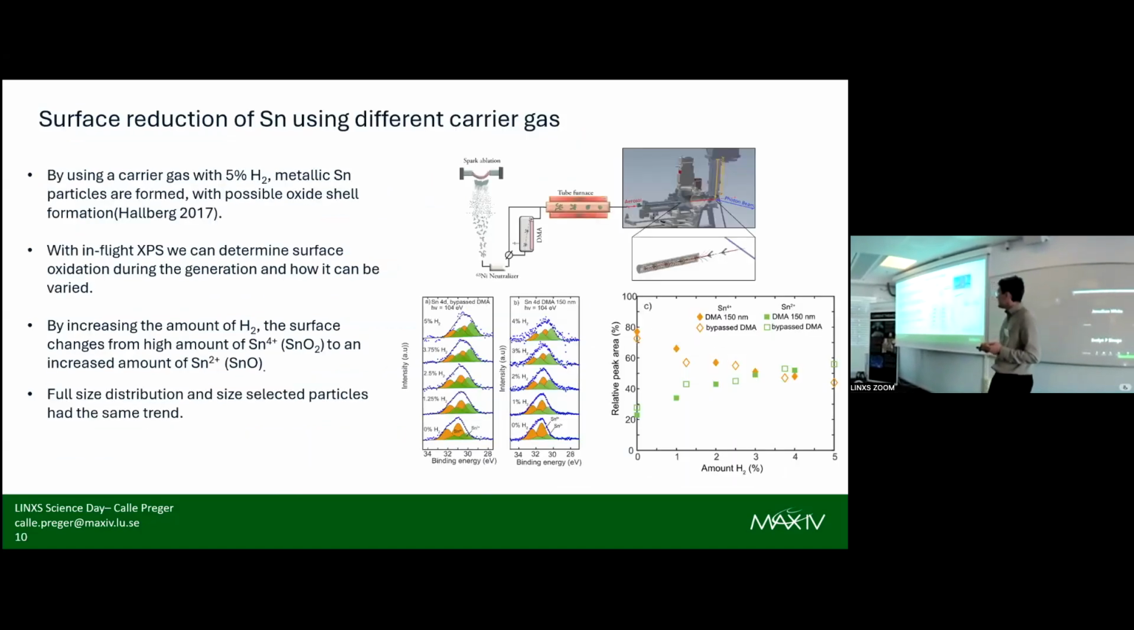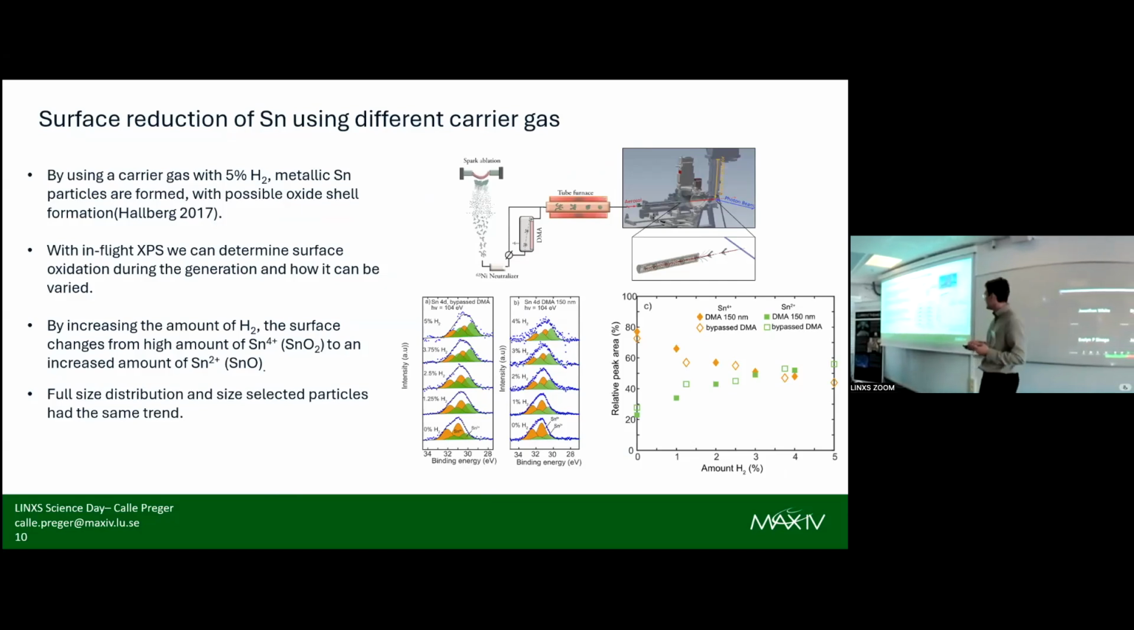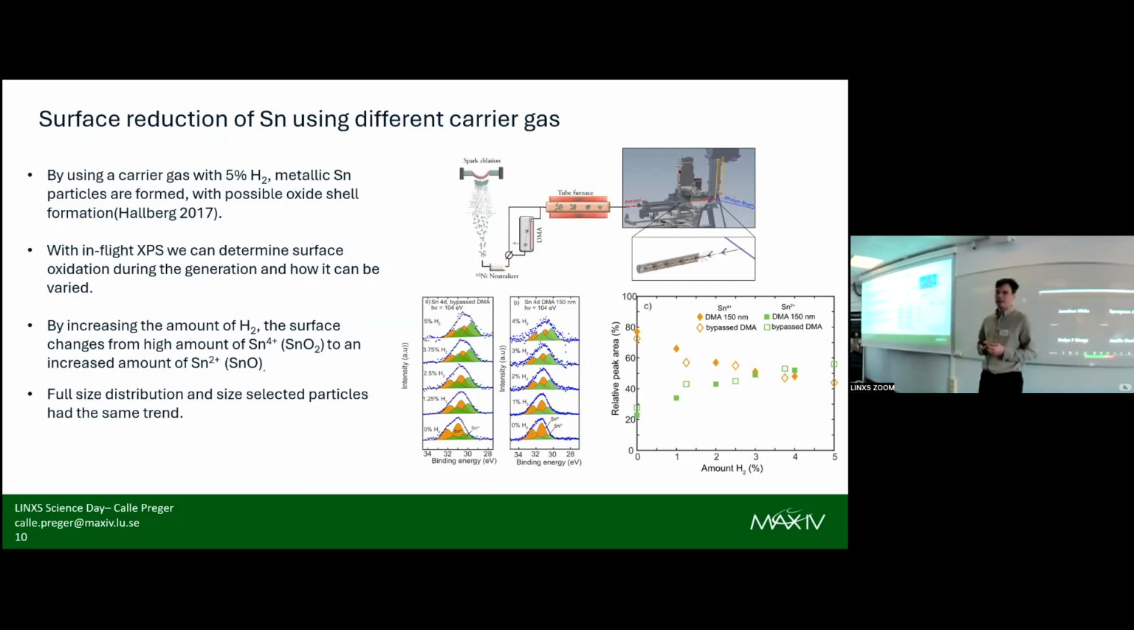So we did a study now on surface reduction of tin using different carrier gases and also exposing these particles to different heating environments. So what we could see here was that by just changing the carrier gas during generation of the particles, we can also change the oxidation of the particles.